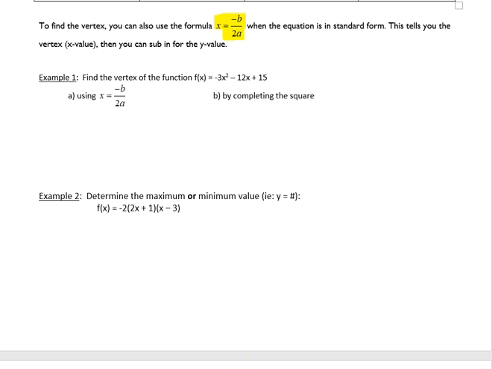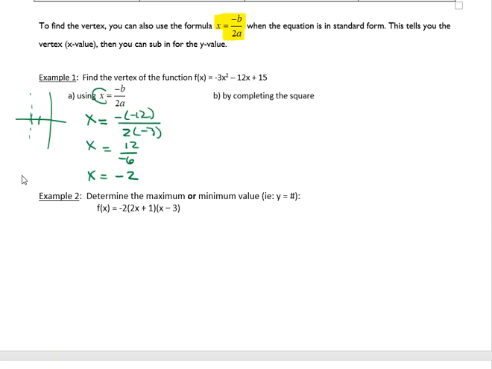Find the vertex of this function using negative b over 2a. So for the vertex, we're finding the x value first. x equals negative b, that would be negative 12, over 2a, that's 2 times negative 3. That gives me 12 over negative 6, or negative 2. So that's the x value of the vertex. So here's an x and y axis. When x is negative 2, that's my axis of symmetry. My vertex is going to be somewhere there when x is negative 2.